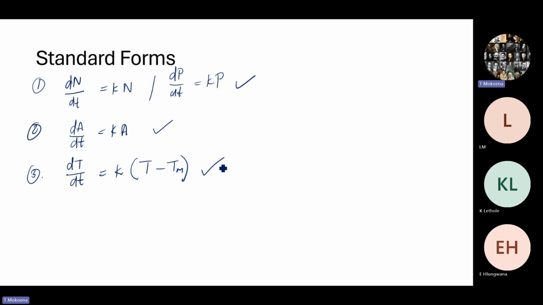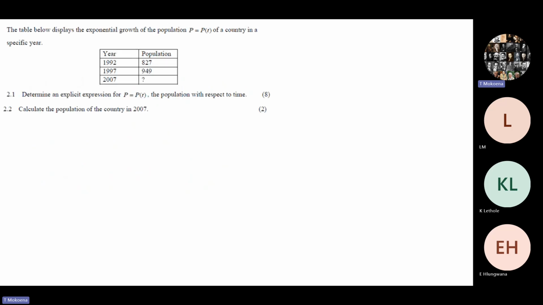So yeah, these are the standard forms, okay? So let's make sure that we familiarize ourselves with this. Now, let us go through the questions. Remember, we are doing the application. So when we are doing the application, we expect to be given a scenario. With this scenario, we're going to learn how to apply those techniques. Remember, the techniques are very important.